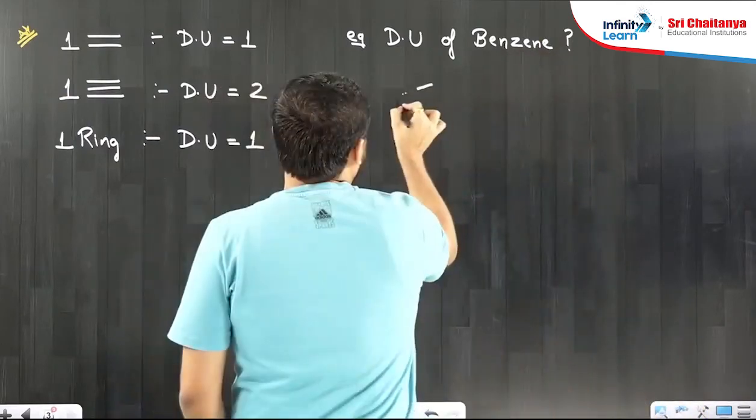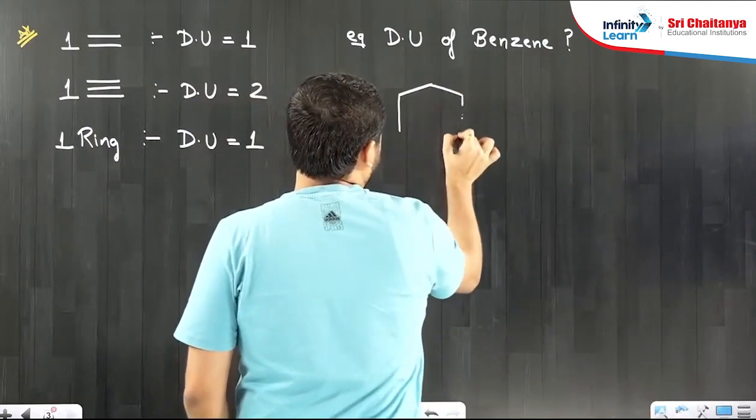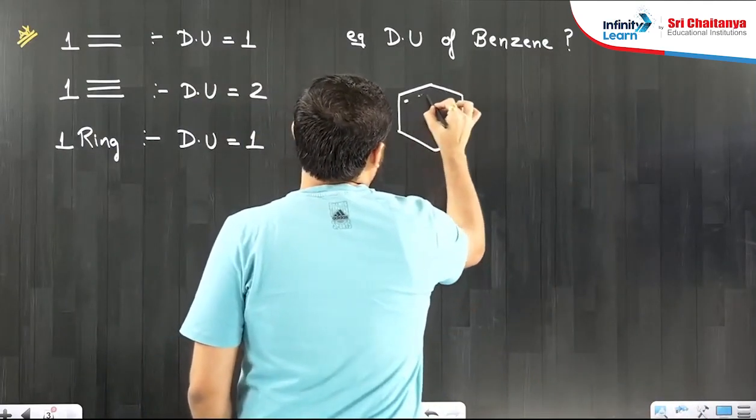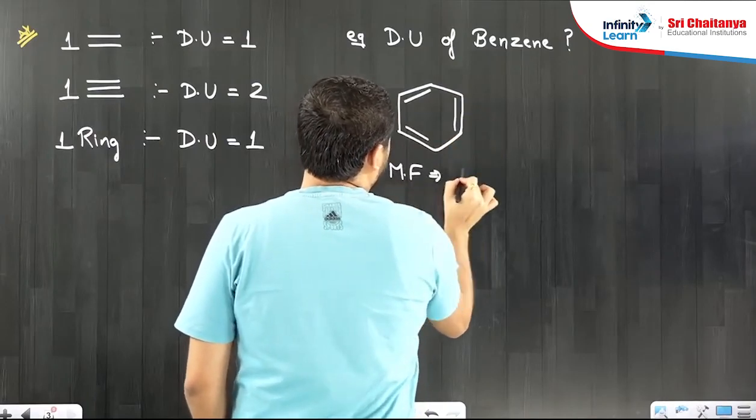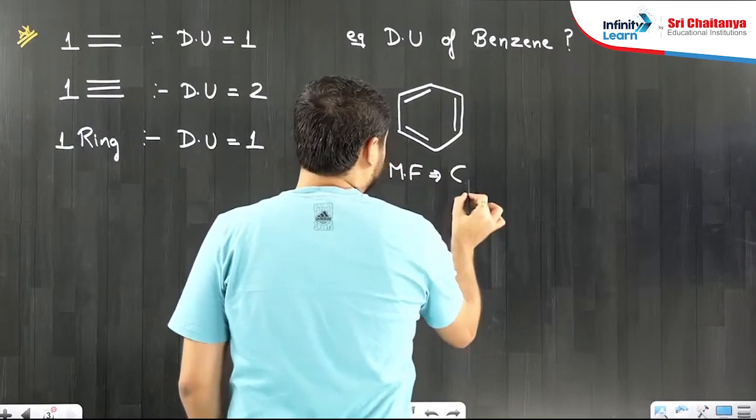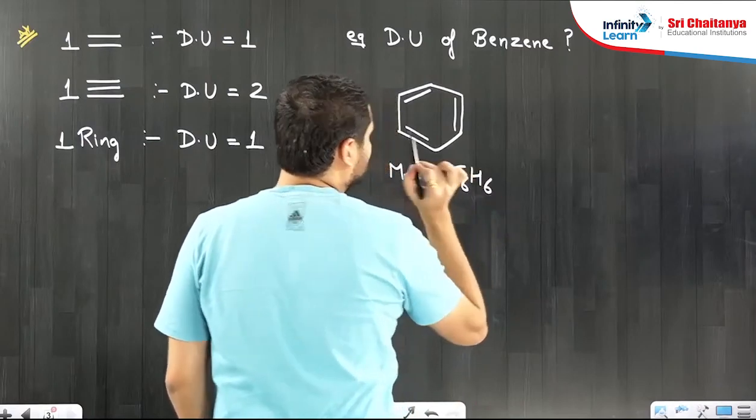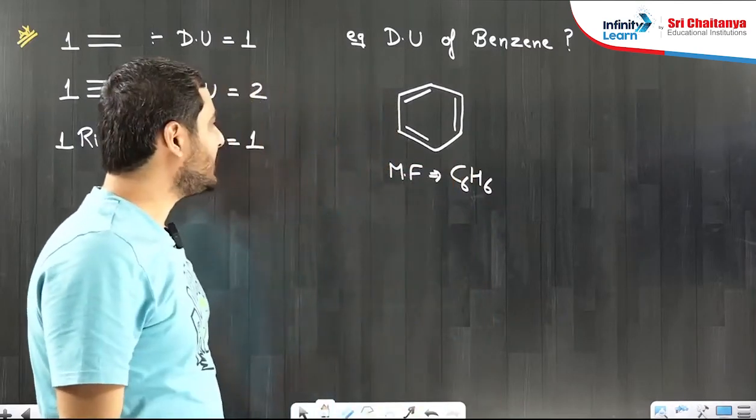4 is correct. How to draw the structure of benzene? This structure is benzene. What is the molecular formula for benzene? C6H6. What is the molecular formula? C6H6.